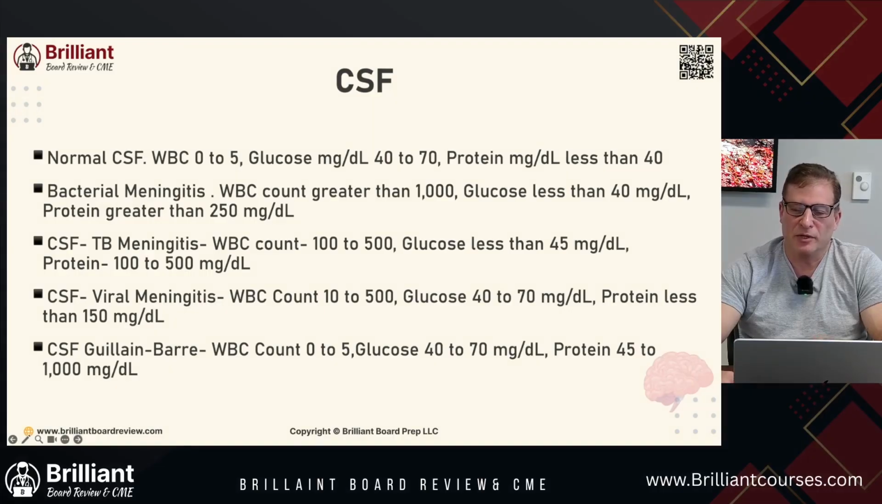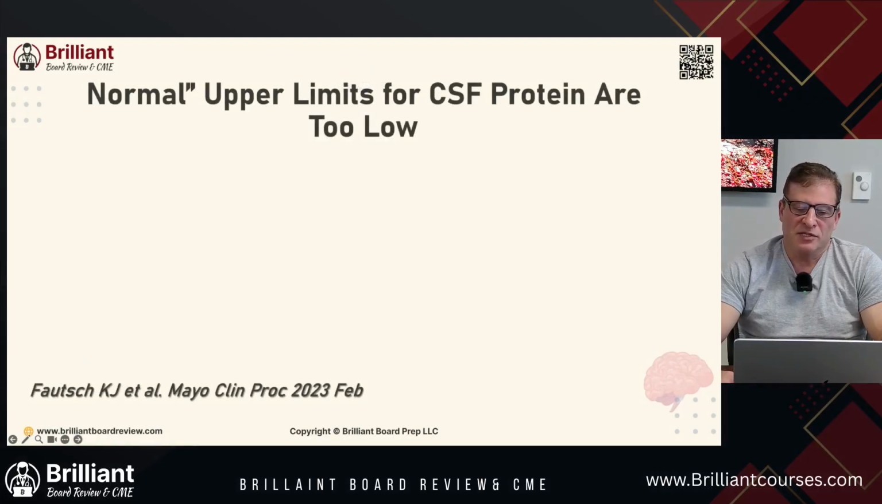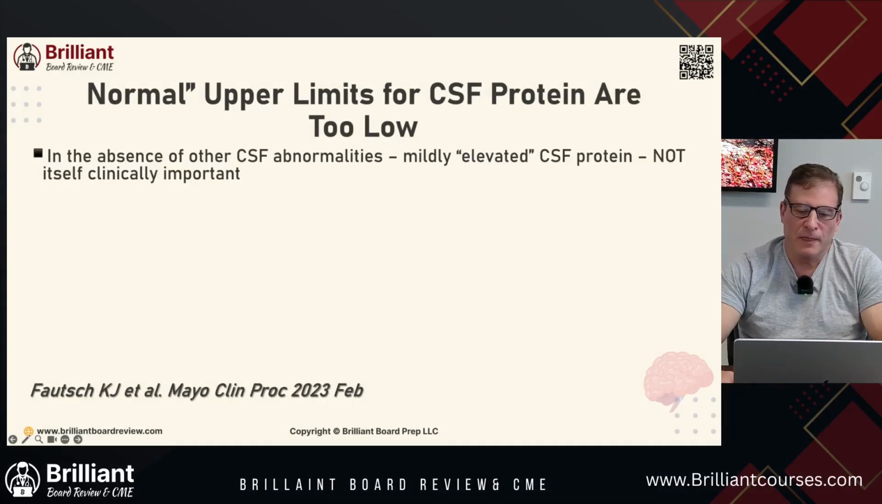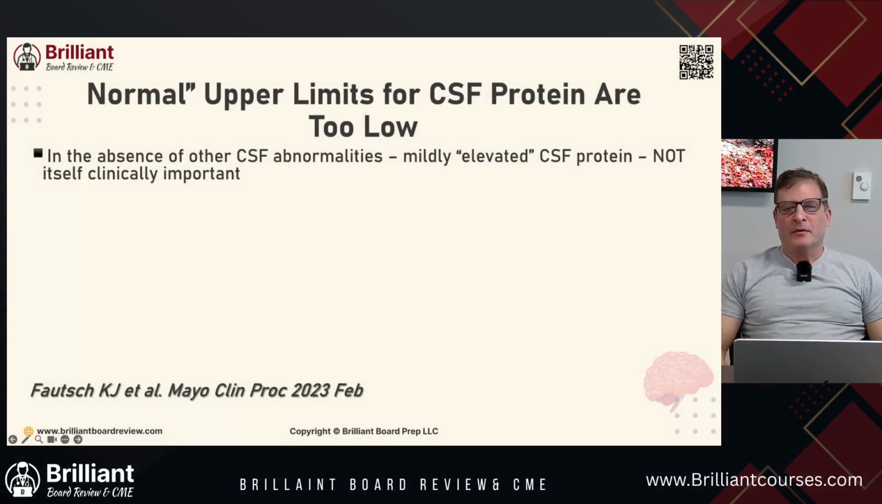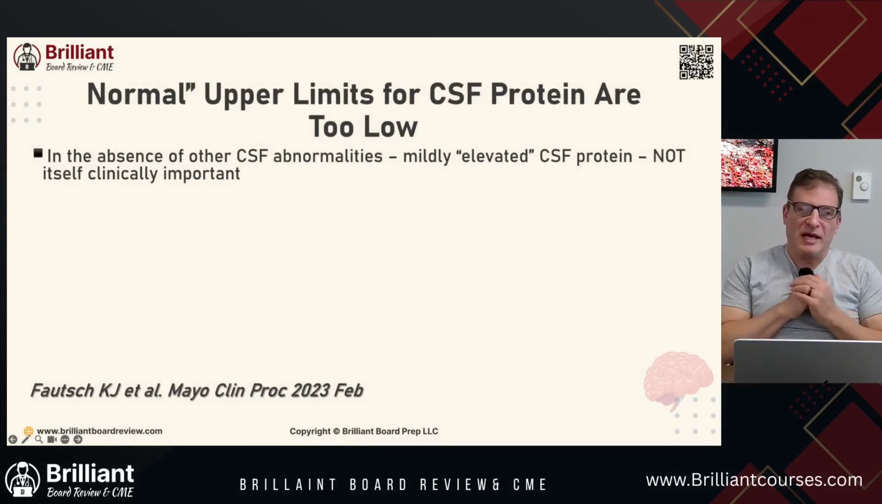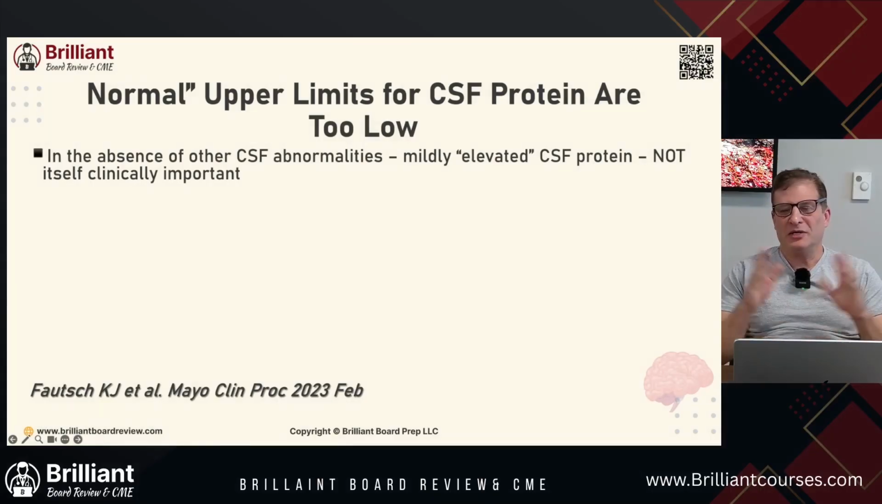That's in Guillain-Barré. Let's talk about these newer studies that show upper limits for CSF protein are too low. In the absence of other CSF abnormalities, mildly elevated CSF protein is not clinically important. Why is this important to you? Now you have patient portals where family members or the patients themselves can look at the labs, and what do they look for? Red numbers.